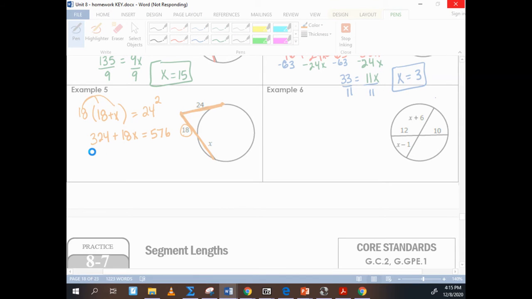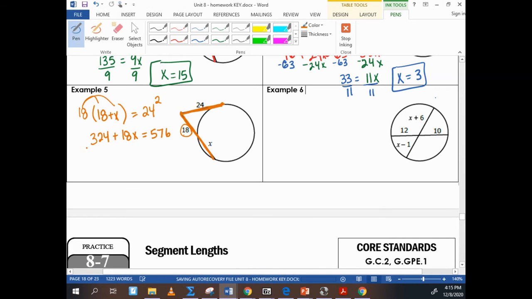All right, let's go ahead. Oh, watch out. What are we doing here? So we're going to subtract our 324 from both sides of my equation. So subtract 324, and we have an 18x here is equal to 576 minus 324, which is 252. And we're hoping that that divides really nicely by our 18 right there. Divided by 18, it does. X is equal to 14. So we're good with that one.